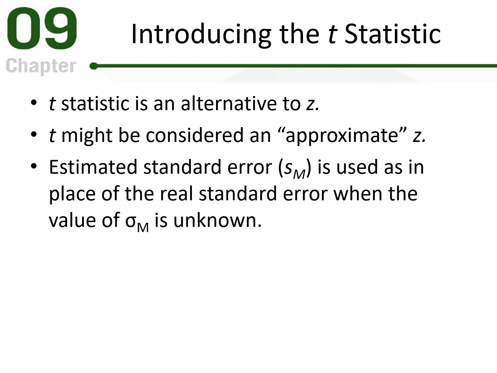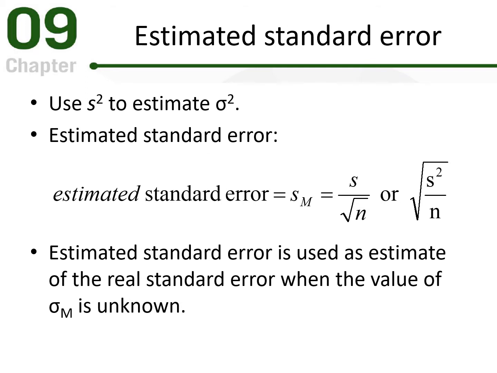Instead of using the standard error of the mean, we're going to estimate the standard error of the mean. So we're going to use the sample variance to estimate the population variance and then compute the estimated standard error using the sample variance. And we're going to call this S sub m, the estimated standard error of the mean based on the sample variance. So we use S squared, which is the variance of the sample, to estimate sigma squared, which is the variance of the population. And the estimated standard error is going to be simply S divided by the square root of n.